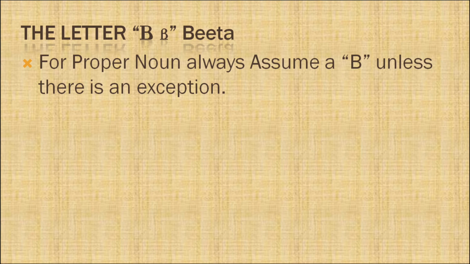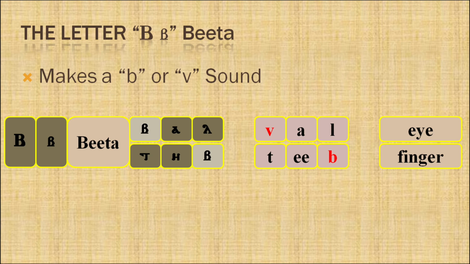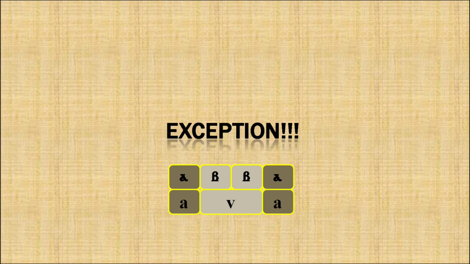Okay. So beta, you always check if it's a proper noun. If it's a proper noun, blindly put a B. Don't even ask the other questions. If you know it's not a proper noun, then you need to think: is it followed by a vowel or not? If it's followed by a vowel, it's a V. Not followed by a vowel, regular B, or if it's followed by a consonant. With all of those rules, the exception is Ava, which looks like this and is AVA.